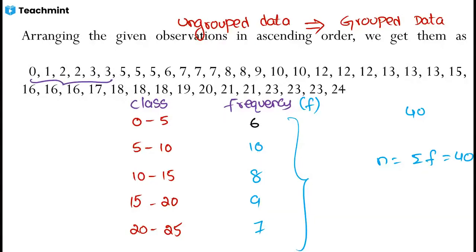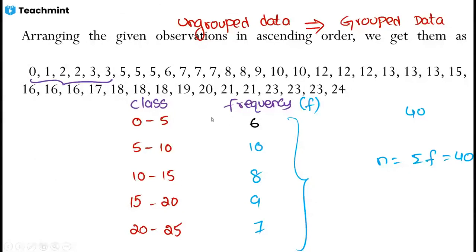I think it's 24 and we have 16 here, 40. Right. If there is any mistake in the data, you can ignore it, but this is the procedure. Yes, we got 40 observations. Superb. Now this is how ungrouped data is converted into grouped data. Now I think you can get the idea.